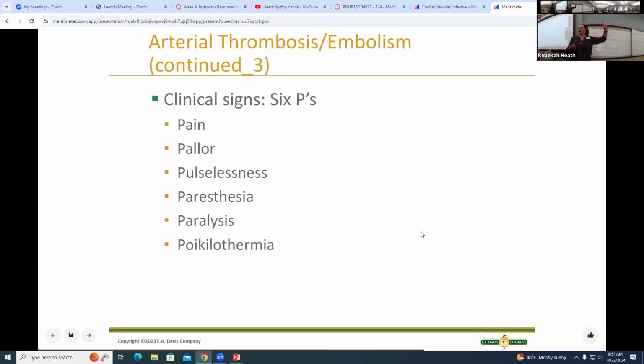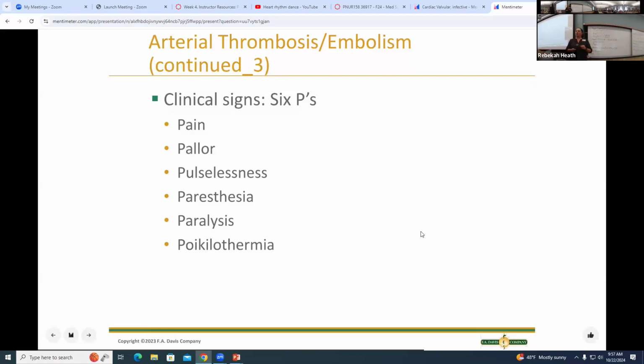Pain. Pallor, what is pallor? The color, yeah, the color isn't the same as the rest of the color around it. Pulselessness, no pulse. Paresthesia, what does that mean? Yeah, something, it's not normal feeling, right? Either you can't feel it at all, it's tingling, it's burning. Paralysis? Yeah, you can't move that area, right?